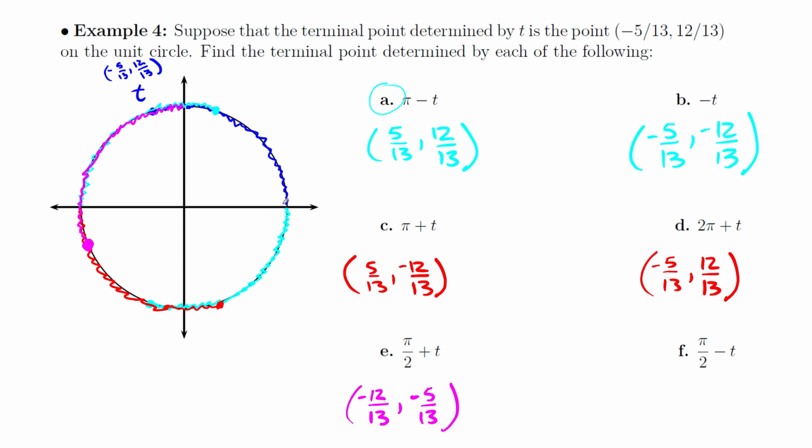And if I do pi over 2 minus t, so I go pi over 2 and then subtract t, a full quarter of a circle, plus a little bit extra. Then again, we have that switching action, and it looks like I have a positive 12/13 and a negative 5/13.